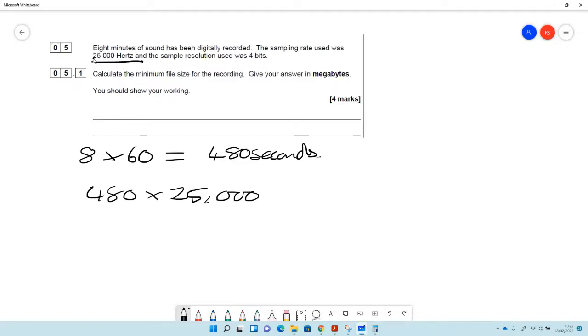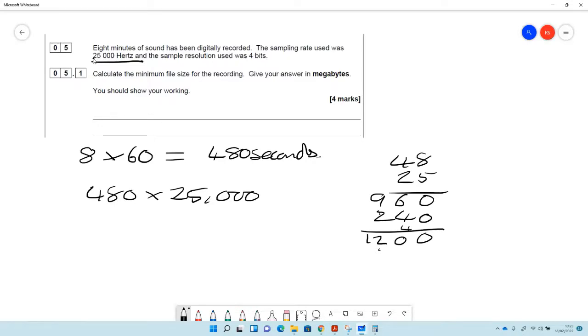Well, we don't have a calculator, and if we're struggling a bit, then we can just do 48 times 25, and we can do it in our old long multiplication, the way I used to do it. You might do it a different way. So we add them together. And so we've got 12, but then we've got to add our extra noughts on.